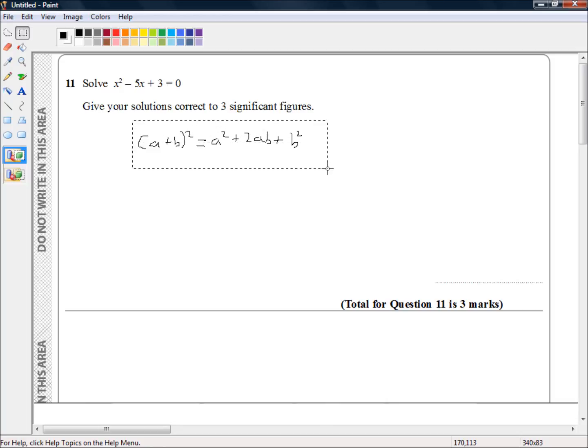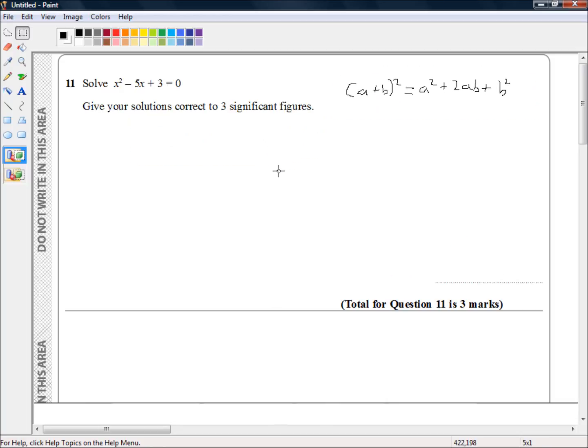So I'm going to move that out of the way so that we can work with it. We want to turn this into something that is a perfect square. Because the middle term is doubled, this term needs to be halved. So half of 5 is 5 over 2, and 5 over 2 squared will be 25 over 4, which will give us our b squared. So if this was x squared minus 5x plus 25 over 4, then that would be a perfect square. But we've got this 3 here. So if we add 25 over 4 and then subtract 25 over 4, we haven't actually changed the value of this, but we have made it into a perfect square.